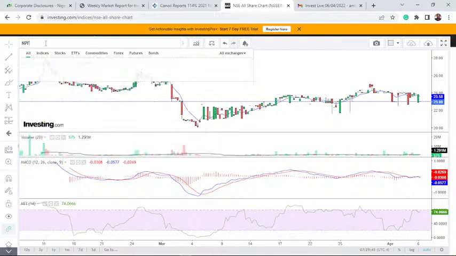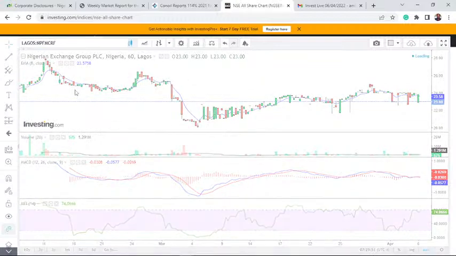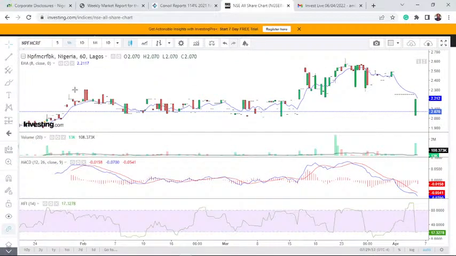MPF, let's look at MPF, Police Microfinance. On a 1 hour chart, you can see that MPF is below the line. You can see that money flow, funds have left the stock quickly on the 1 hour chart. All is not well at this point for the stock.